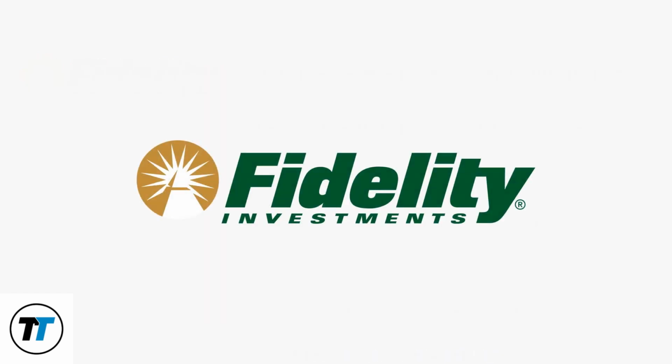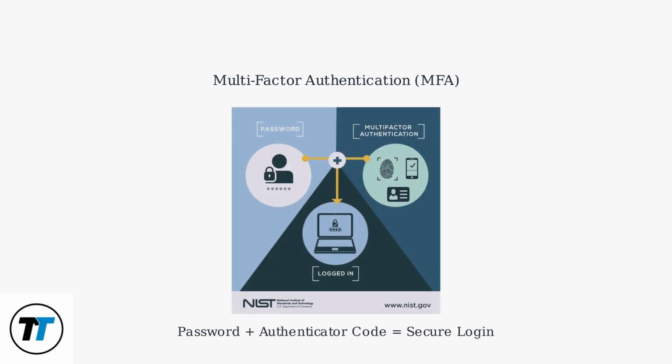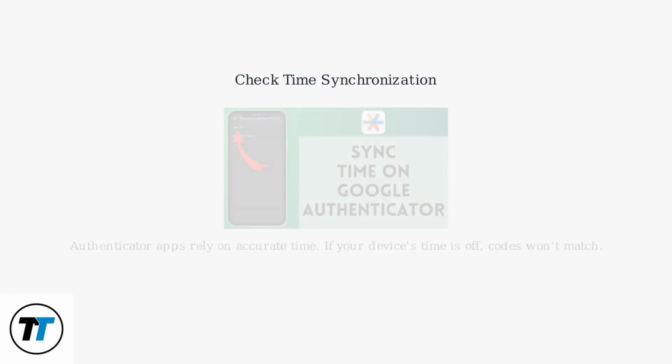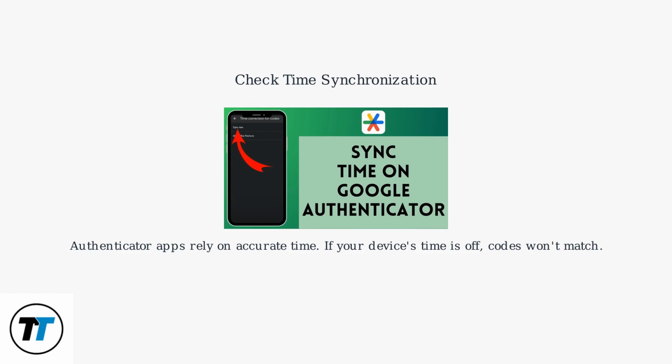Fidelity uses multi-factor authentication, or MFA, to add an extra layer of security to your account. This requires not just a password, but also a second verification step, usually through an authenticator app. Error 607 can happen when the MFA process fails. This often occurs due to network interruptions that prevent the authentication code from validating, or problems with the app's cache that store temporary data.